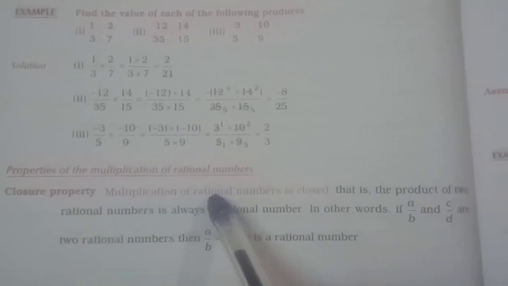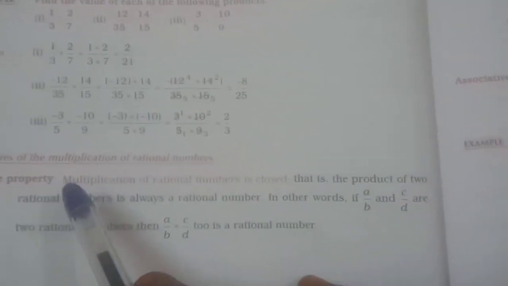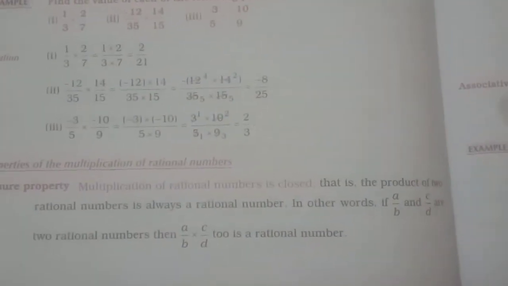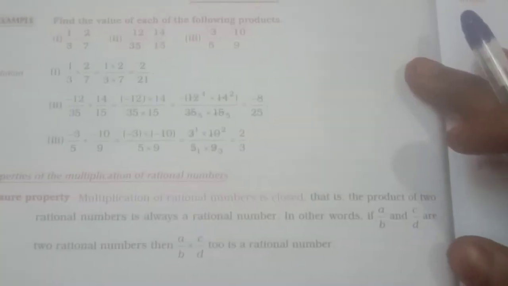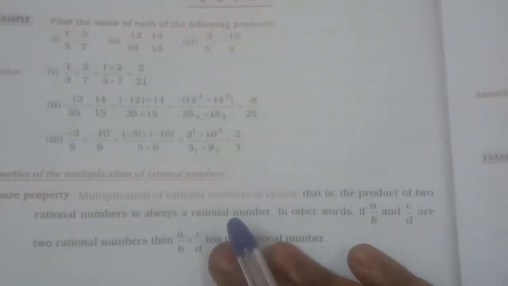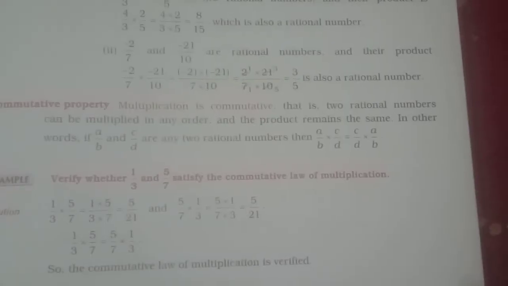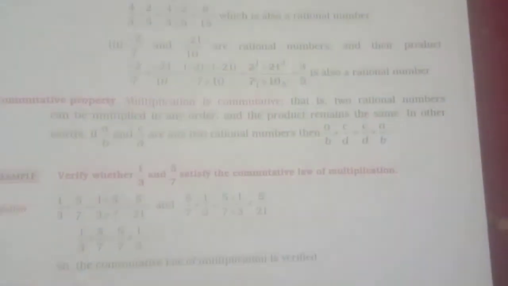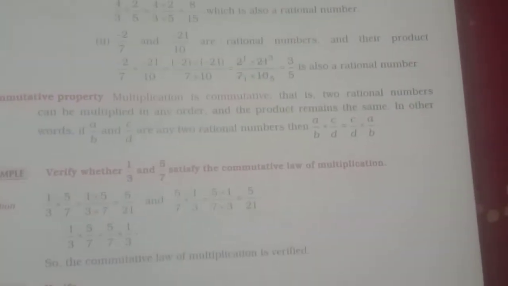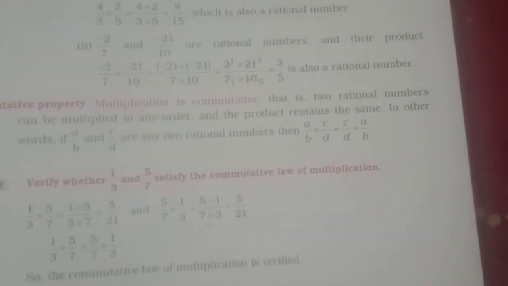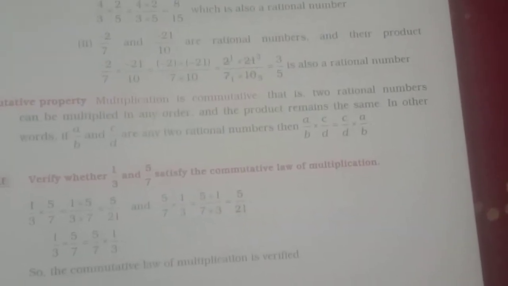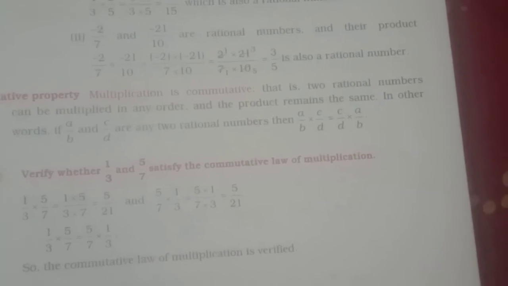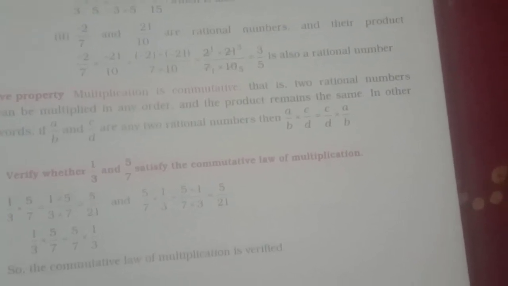Closure property is always satisfied in the multiplication of rational numbers, because when you multiply rational numbers you get one answer, and that answer is also a rational number. So closure property is satisfied in the multiplication of rational numbers. Next one, commutative property. Multiplication is commutative because if you multiply any two rational numbers and then take them in reverse order, the answer will be the same.